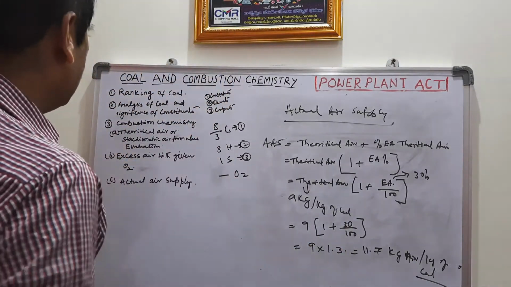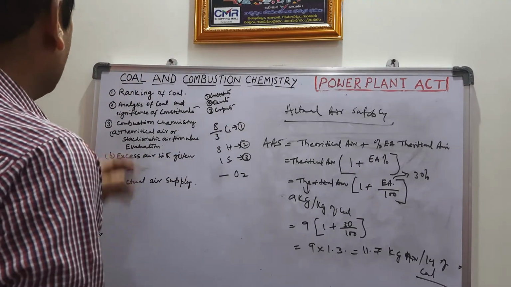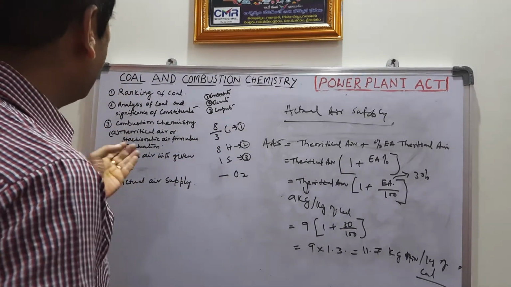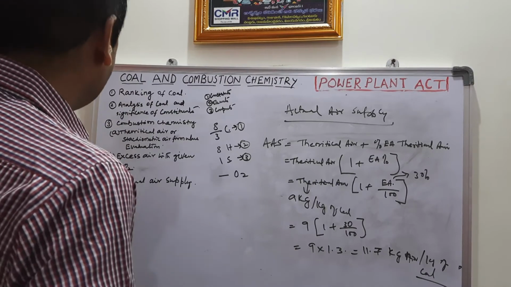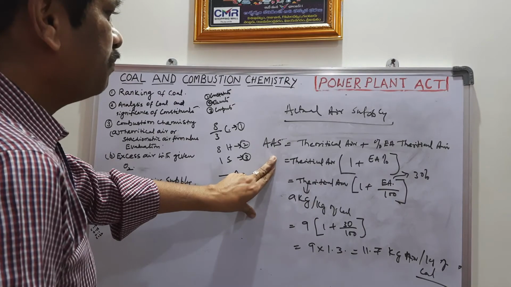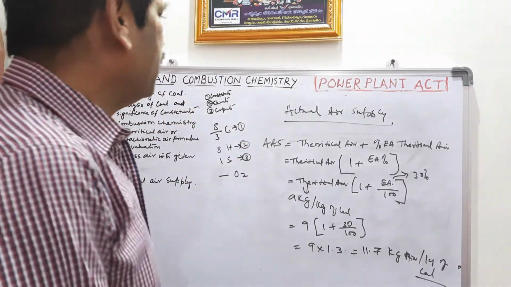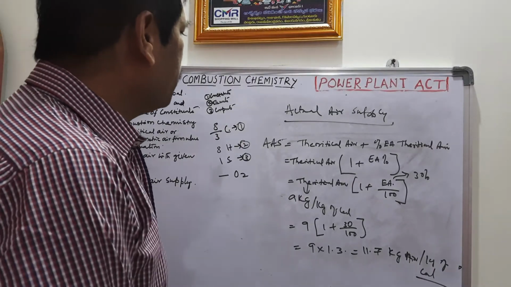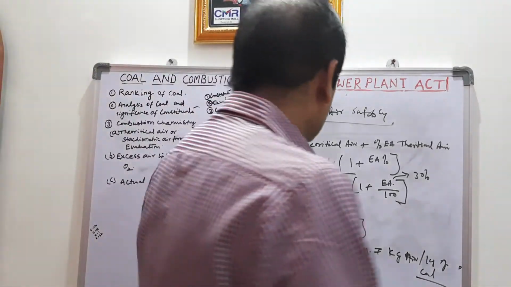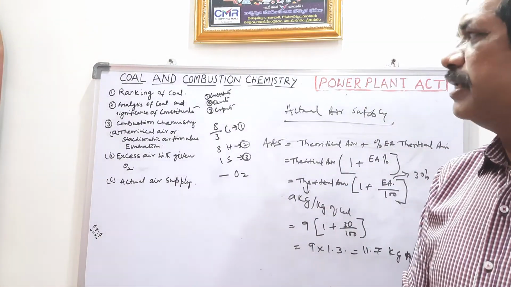So this is how we calculate the excess air, theoretical air, that means your stoichiometric air, and your excess air and actual air supply for coal. This is very useful for finding the actual air supply for combustion in coal. So this is a very good topic. I think I have explained up to my satisfaction.